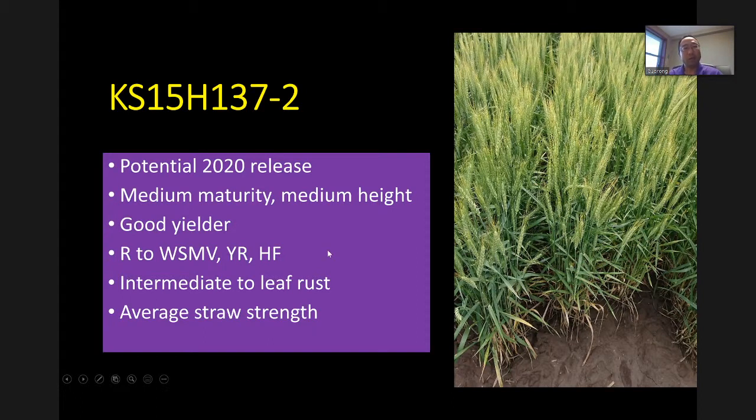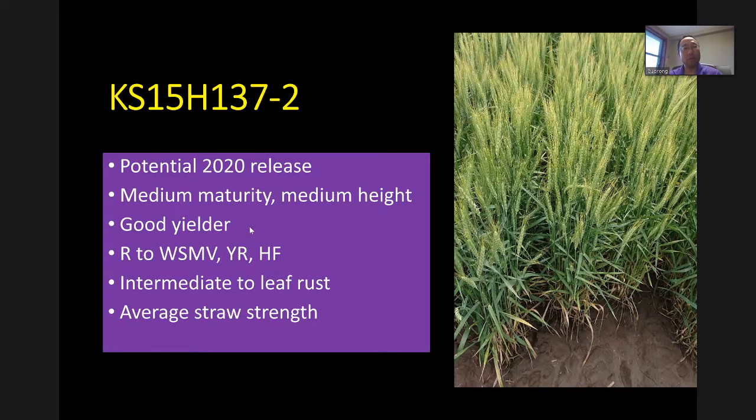So, someone may ask me why I need to release this. Most of the traits are similar to KS Dallas. I think it's because of the more resistance to stripe rust.